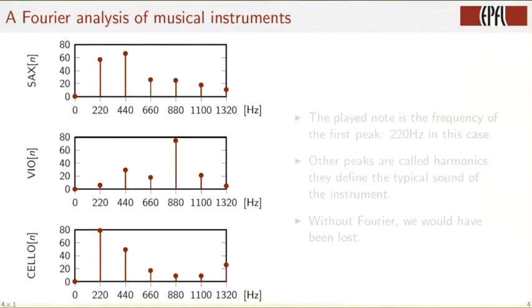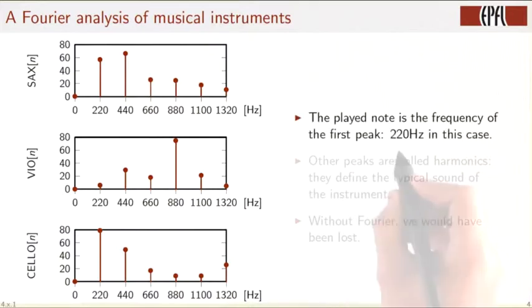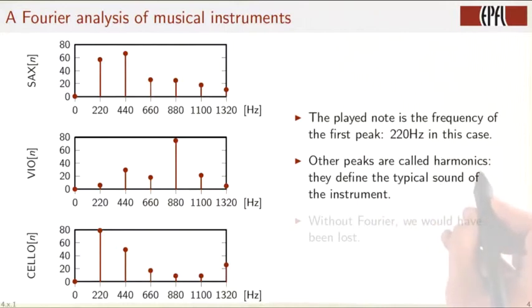To some extent, the saxophone and the cello have somewhat of a similar sound, a warm, basic sound, and the violin, as you can see from the peak at 880, has a more high-frequency nature to it. So the note is each time played at 220 Hertz. The other peaks are what we call harmonics. And without using the Fourier transform, unless you're a trained musician, we might be lost.